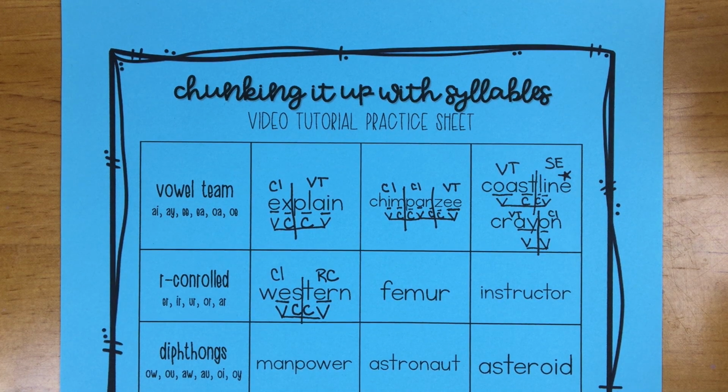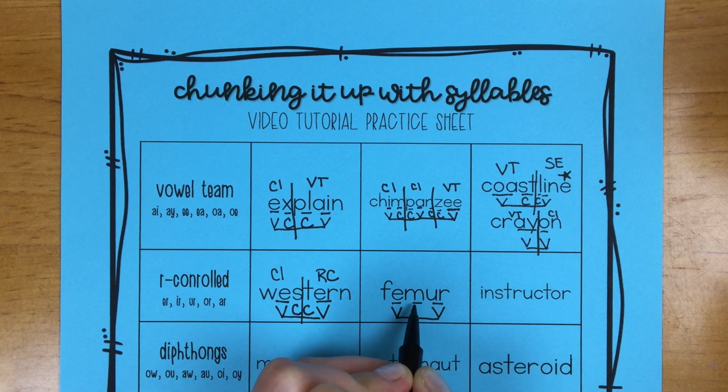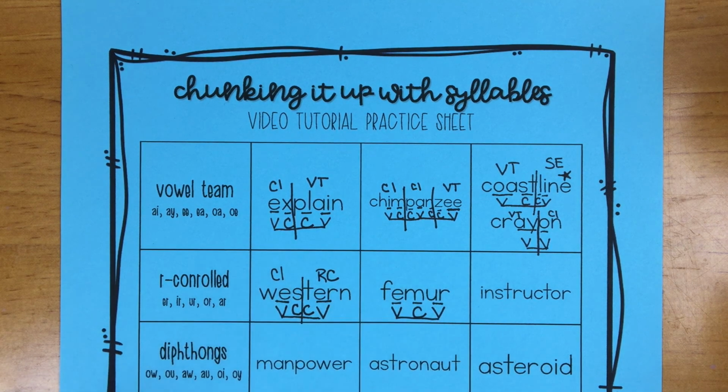Let's try the next one together. Look for your vowel sounds. The UR is a vowel sound. Label your vowels and your consonants. This is a flip it syllable.